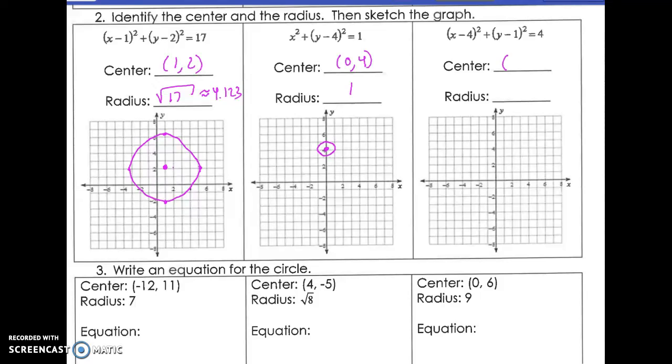This one has a center of 4, 1, and a radius of 2, square root of 4. So 4, 1 is here. Radius of 2 means we're going to have points 2 away from the center in all directions.